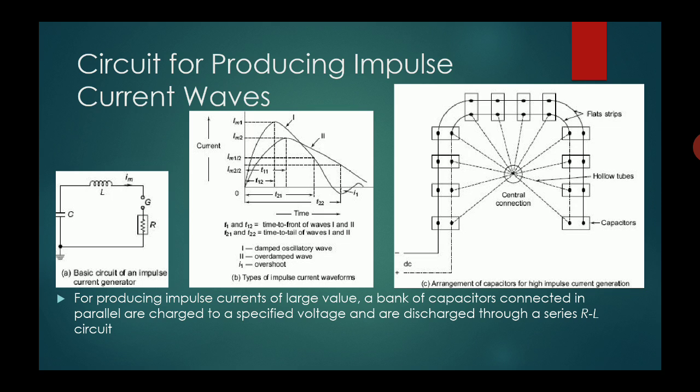For producing impulse current of large value, a bank of capacitors is connected in parallel and charged to a specific voltage and discharged through a series RL circuit. So we have a bank of capacitors. Look at the circuit on the left hand side. You can see a capacitor. It is nothing but a capacitor bank, that is a capacitor made of a number of capacitors. Now that is charged and then discharged through the RL circuit. This is nothing but the basic circuit of the impulse current generator.